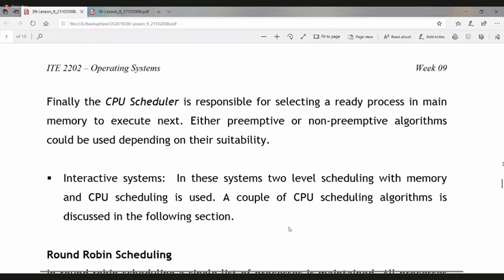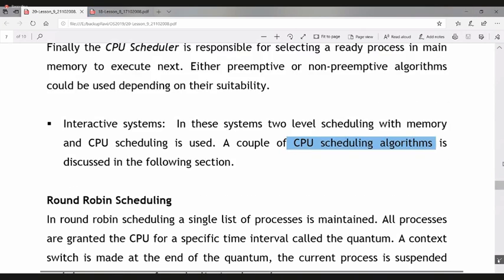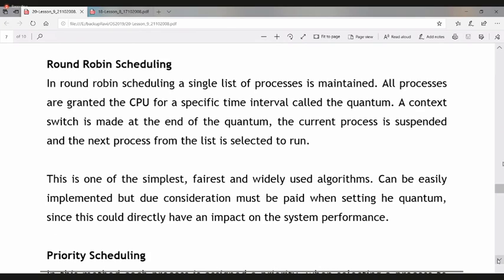Interactive systems. Okay. In these systems, two-level scheduling with memory and CPU scheduling is used. A couple of CPU scheduling algorithms are discussed in the following section. Interactive systems are like game playing or the ATM machine; it's interactive. So these use two-level scheduling, memory and CPU. We'll see a few CPU scheduling algorithms for interactive systems. One is round robin scheduling.